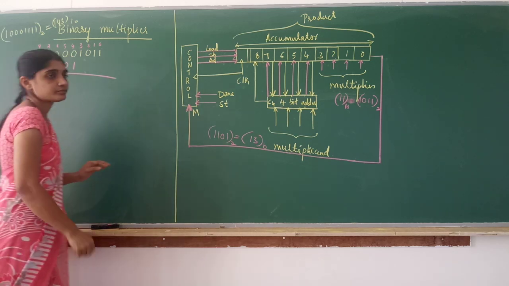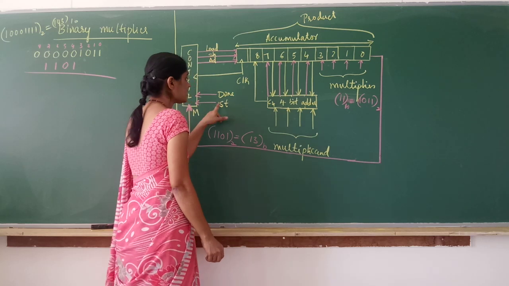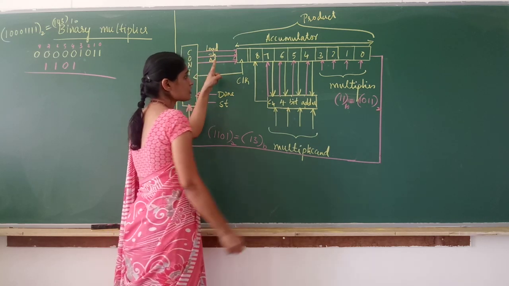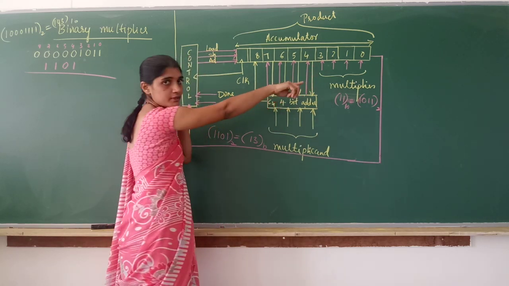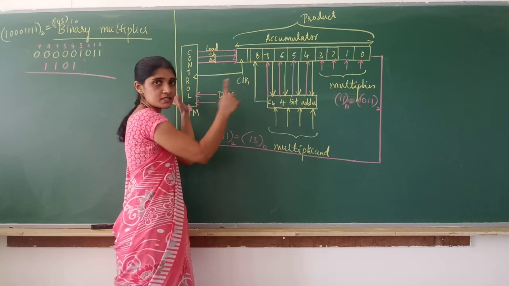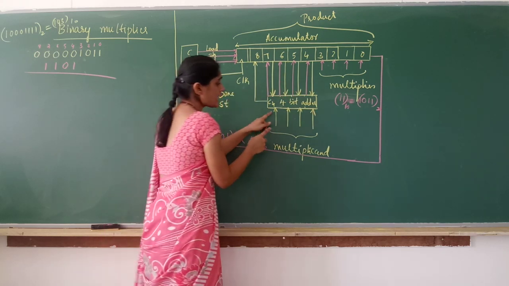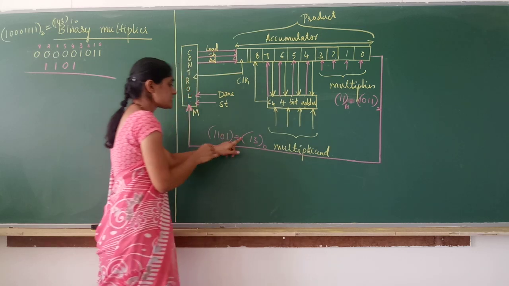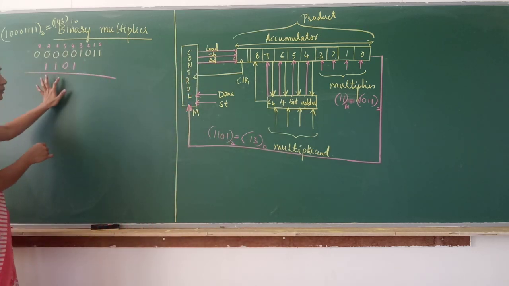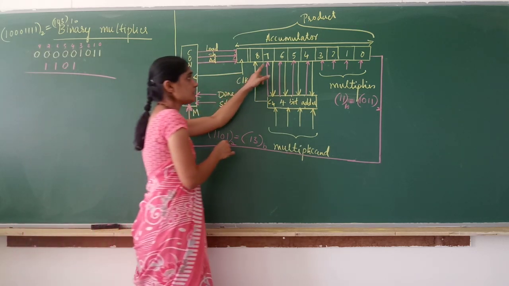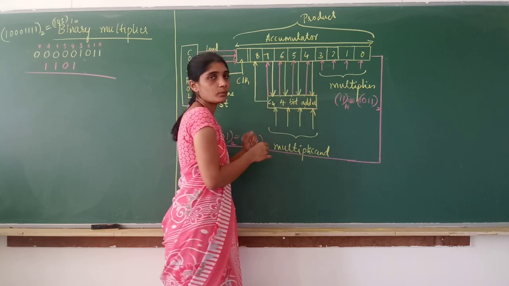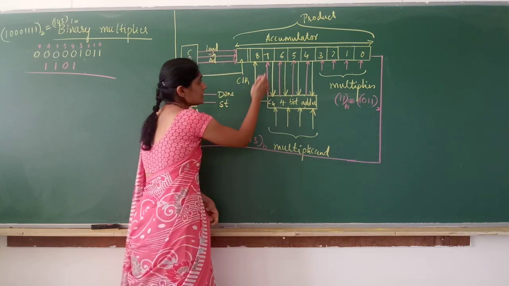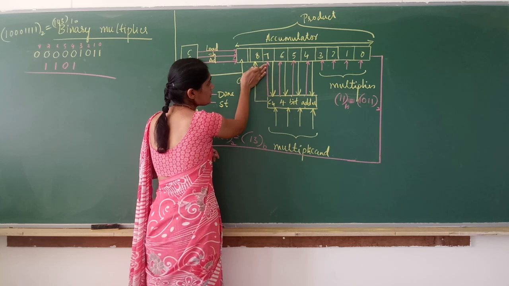So now, are you getting what I am telling? When you give a start signal, first it loads the multiplier into the lower 4 bits of the accumulator, and the higher 5 bits will be reset to 0. And the input to the adder is, one input is the multiplicand. Always the multiplicand is one input, that is 1101. The other input will be what? These 4 bits of the accumulator. And you can see, again the arrow mark is going back to the accumulator.